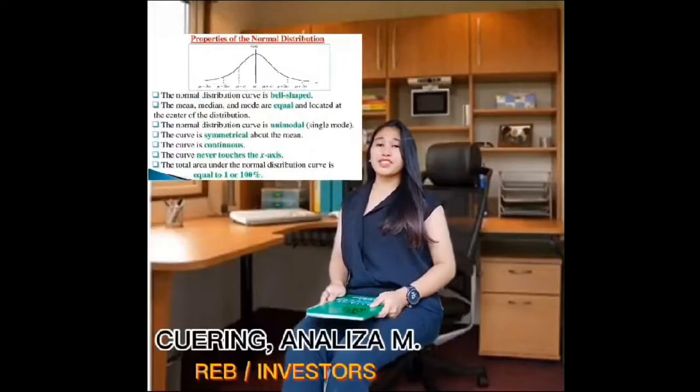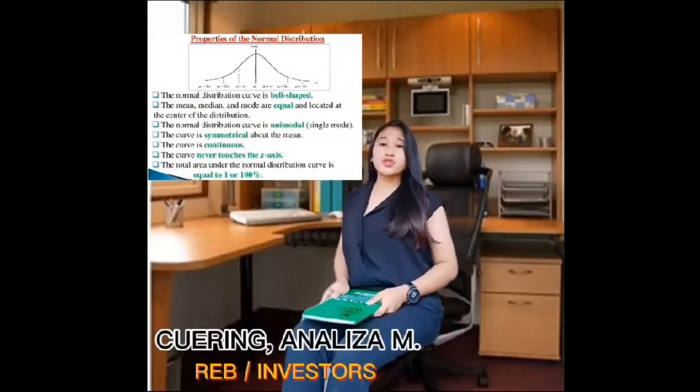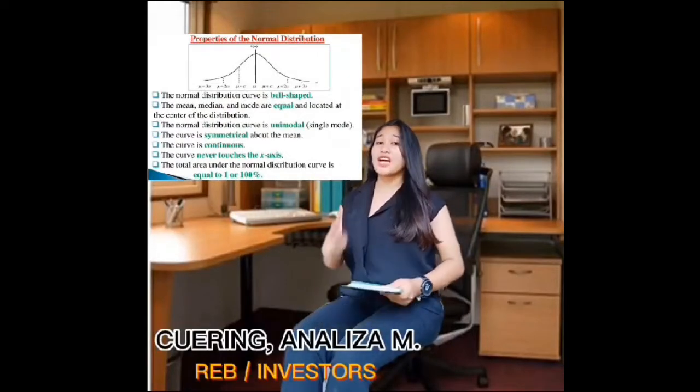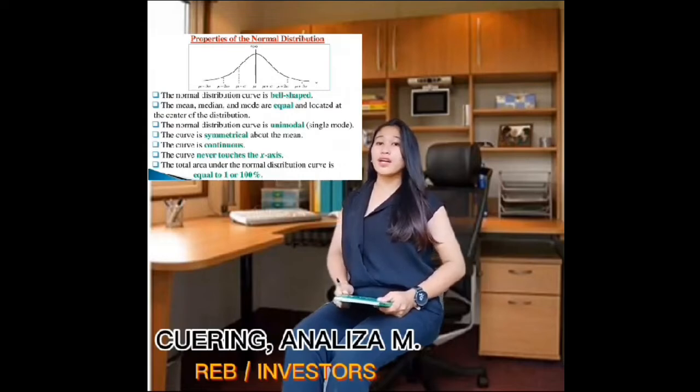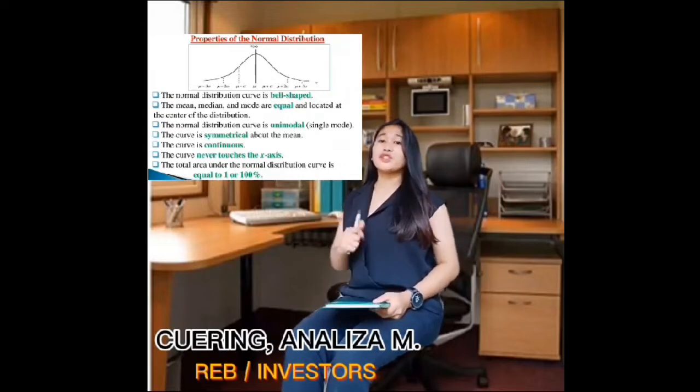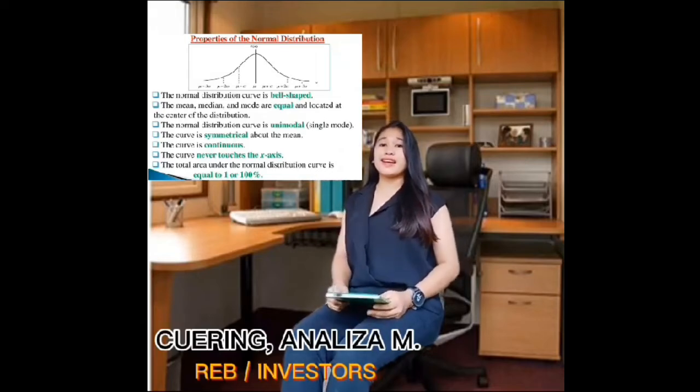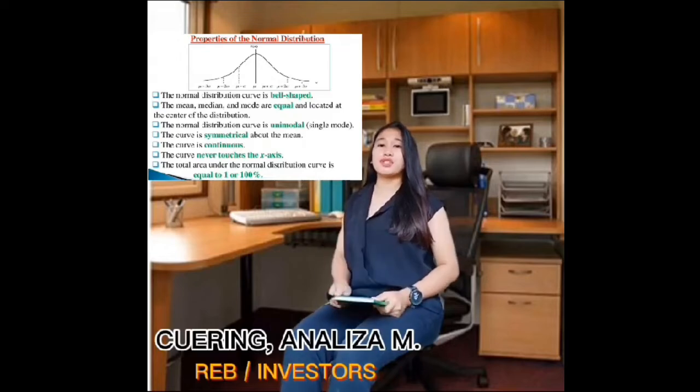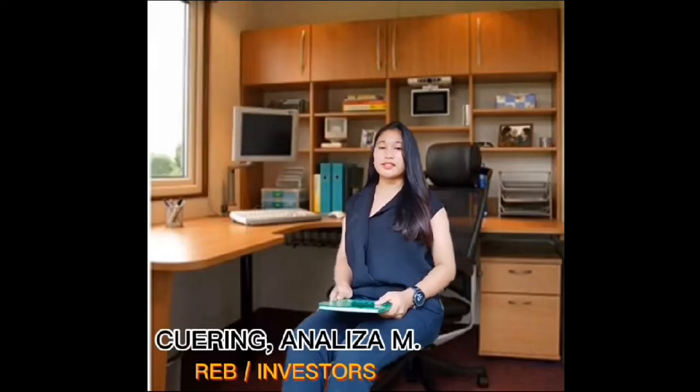Properties of a normal distribution. The normal distribution curve is bell-shaped. The mean, median, and mode are equal and located at the center of the distribution. The normal distribution curve is unimodal, or single mode. The curve is symmetrical about the mean. The curve is continuous. The curve never touches the x-axis. The total area under the normal distribution curve is equal to 1 or 100%.